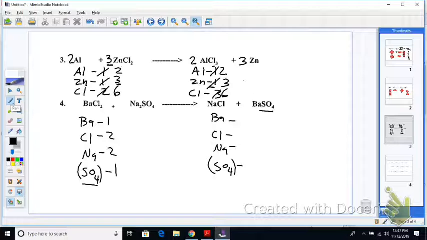Then on this side, we're going to have one of each: 1, 1, 1, 1. So right away you know which ones you have to change: Cl and Na. So how am I going to get both the Na and Cl to equal the left side? Put a 2 in front of NaCl. You get 2 and 2. Then the numbers match up, and when the numbers match up, you're done. That's all you have to do to balance that one.